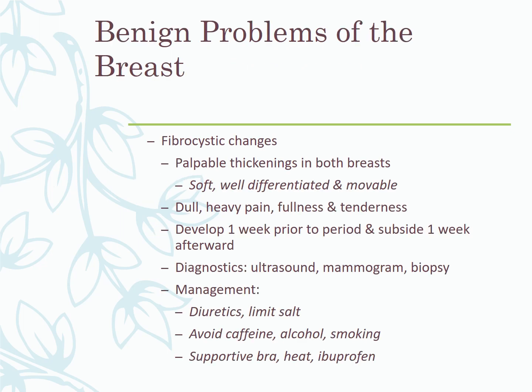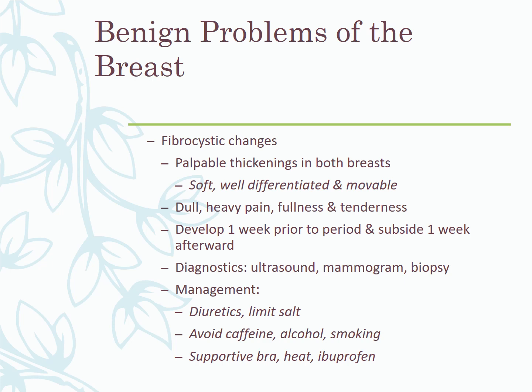Benign problems of the breast: fibrocystic changes. 50% of women will have a breast problem at some point in their adult life. Most common sign of a breast problem is a palpable mass. Fibrocystic changes, those are the most common, absolute most common benign breast problem. That was a mouthful. Not a disease, but a condition found in healthy women's breasts.